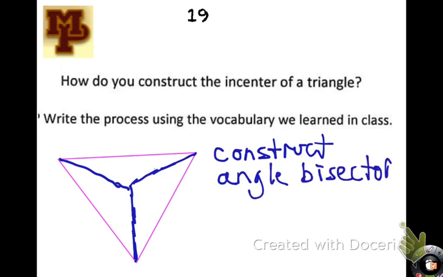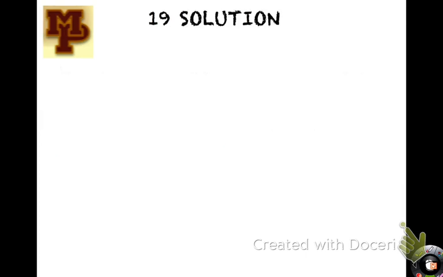And on a different slide, we'll talk about the actual construction of what you do to construct the angle bisectors. Okay. But make sure you know all of the different points of concurrency. How do you get the circumcenter? That's by constructing the perpendicular bisectors of each of the segments. So kind of review those.